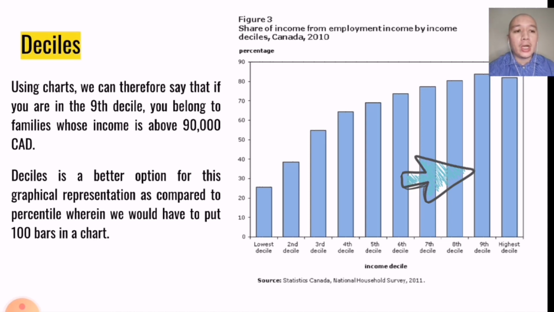So, see, we have used charts to present deciles. Now, ano yung significance niya? Let's say if I would use percentile here, napakalaki ng magiging chart ko, right? Kasi it's going to be 1 out of 100. Ang dami nun, ano? But for this one, it's better to use deciles because you will just be simply dividing your data into 10 parts. So you will just be needing 10 bars. Okay? This is a better option for this graphical representation as compared to percentile wherein we would have to put 100 bars in a chart.